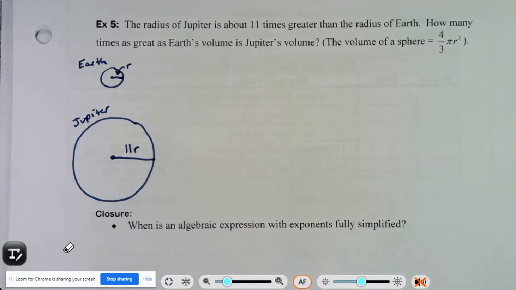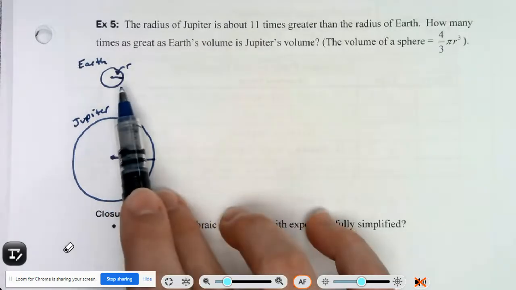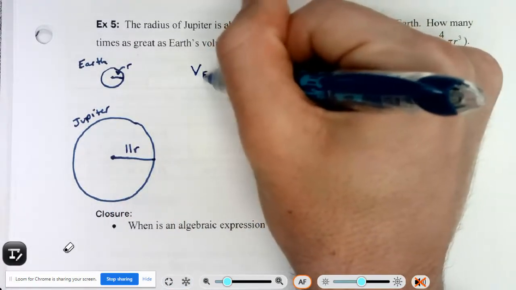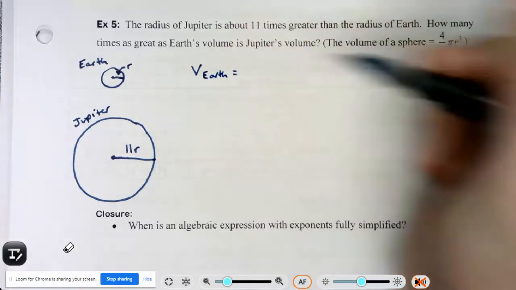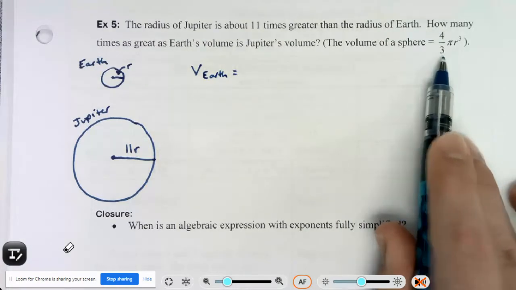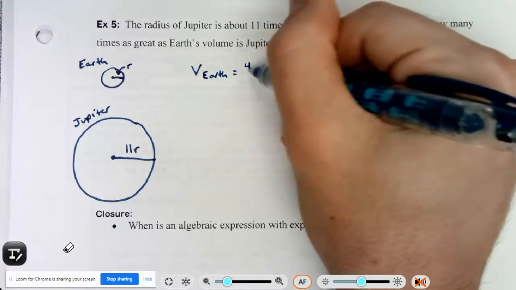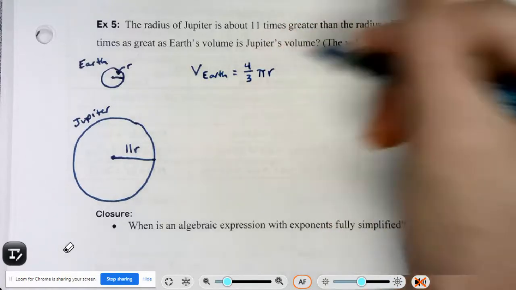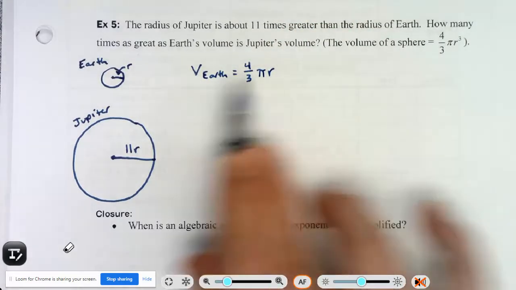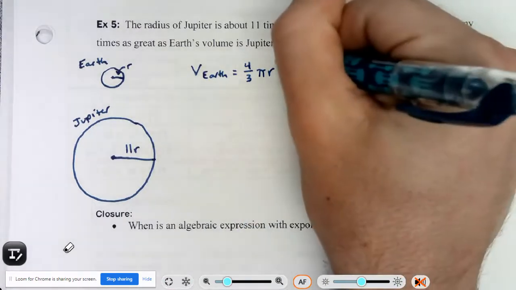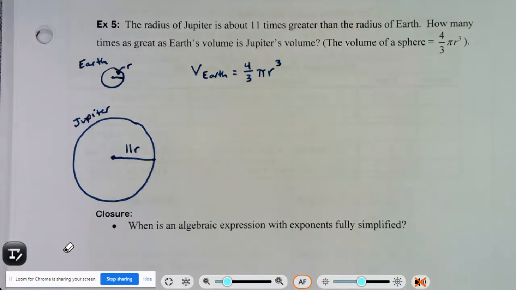Well, we're going to need a starting place. So let's start with Earth's volume. The volume of Earth is equal to, well, it's just a sphere, so we're going to put in our formula: 4/3 pi r, and the radius is just r. So we're going to keep it as r. That's what the r stands for. Cubed. Okay, so that's the volume of the Earth.